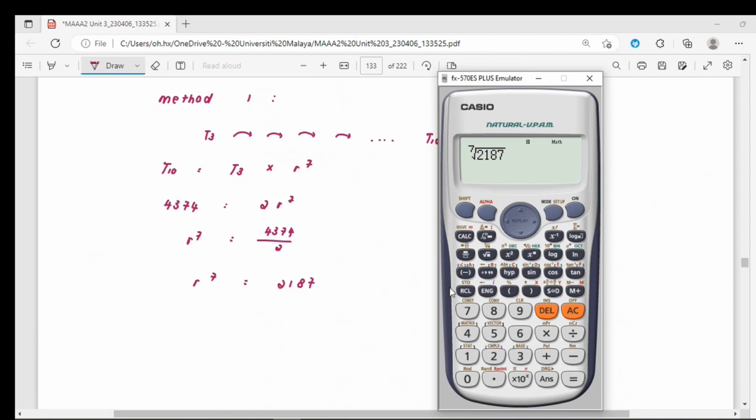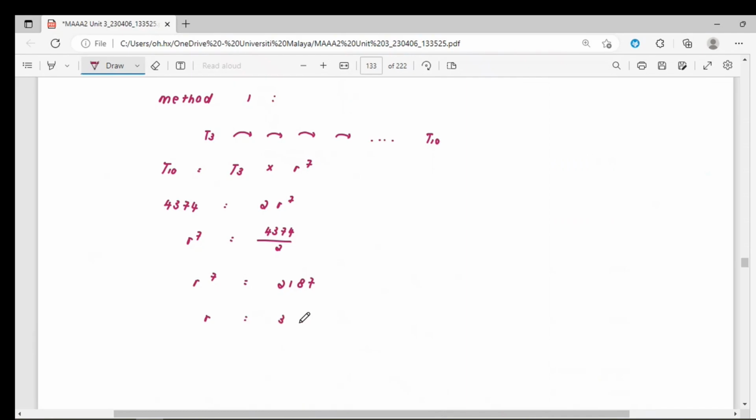Of course, if you want to just try and error, like what is the base that, when raised to the power 7, gives you that number, there's nothing wrong with that as well. But then you need to keep on trying. So in this case, we get R equals 3.